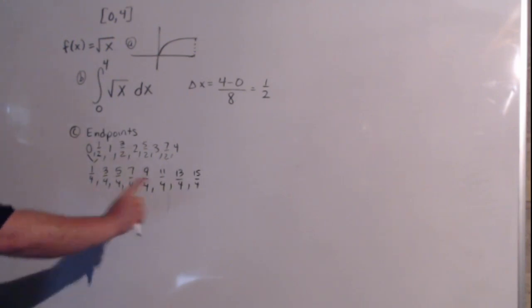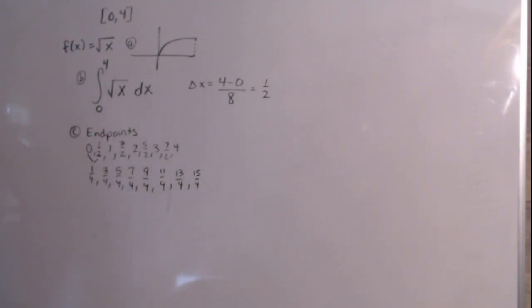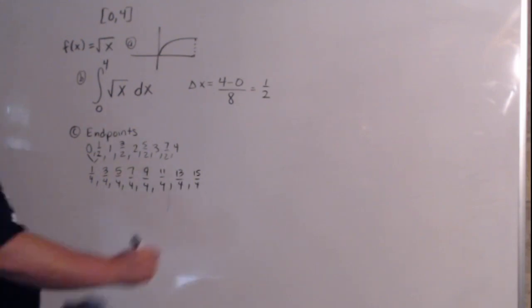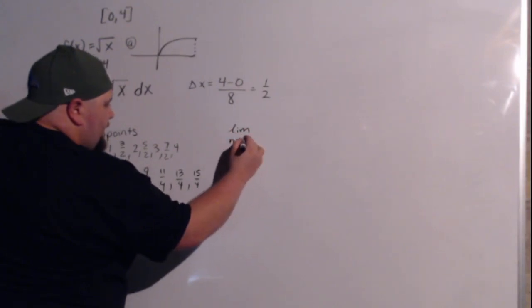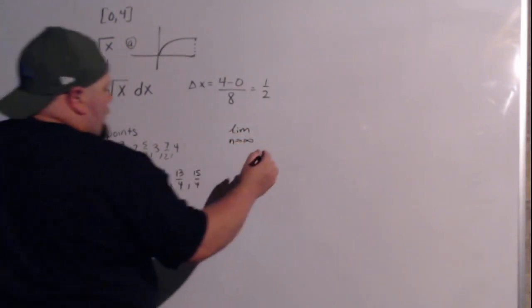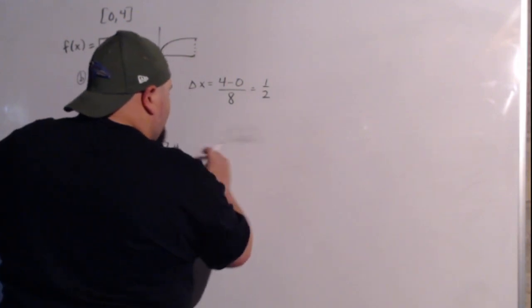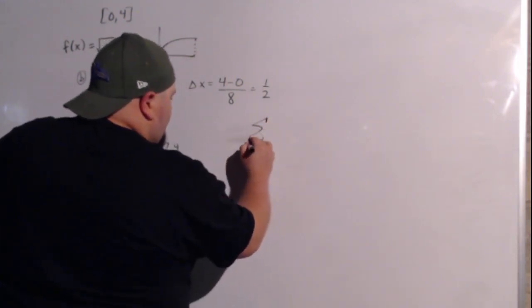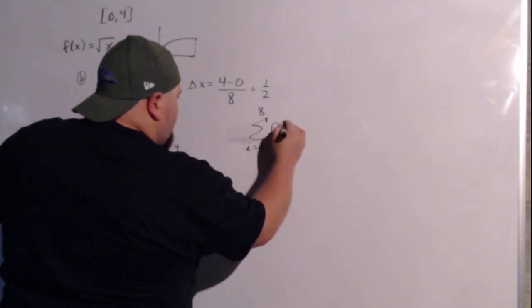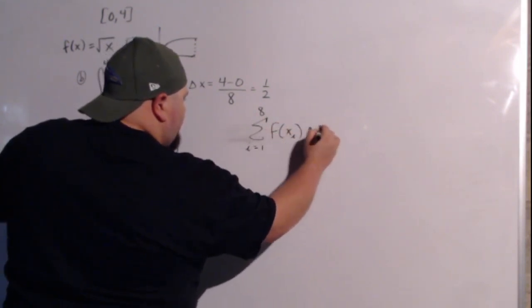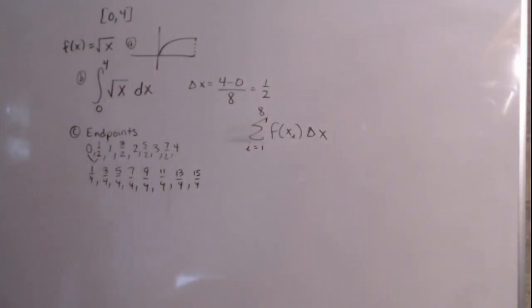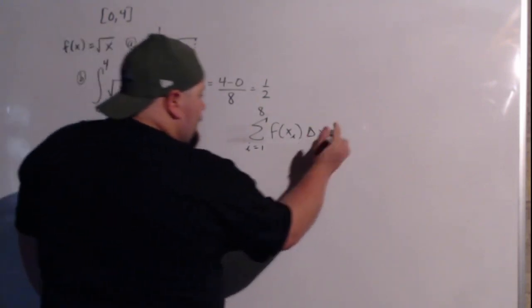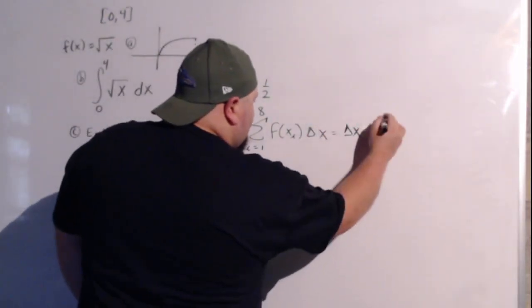And those are the values that you're going to be plugging into the sum. So remember, the sum was, we had limit as n approaches infinity. In our case, it's just 8. So we're just going to be doing the partial sum from i equal 1 to 8, f of x sub i, delta x. And I've always said that if delta x is the same for all of them, then you can bring it out of the sum.